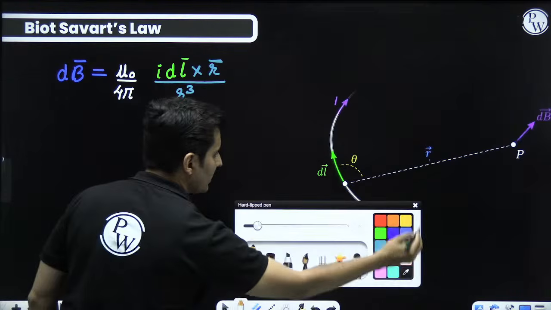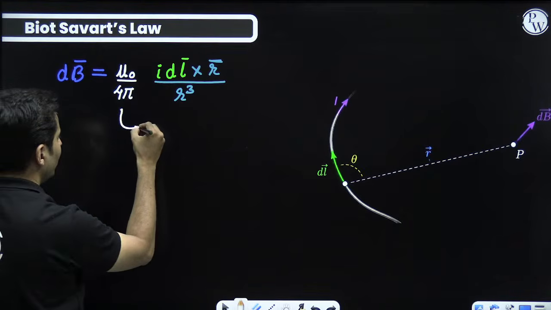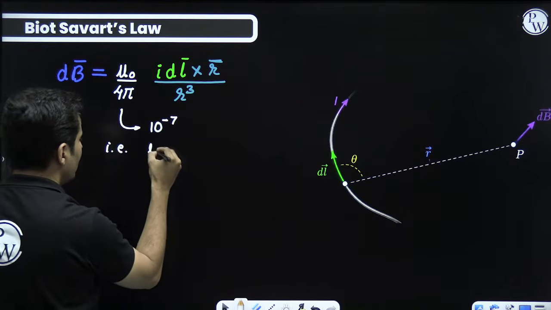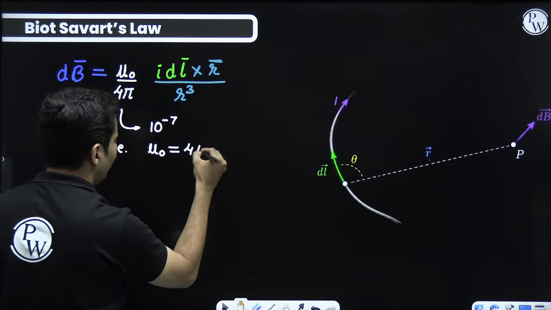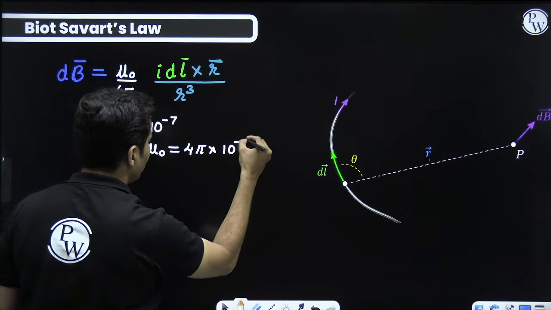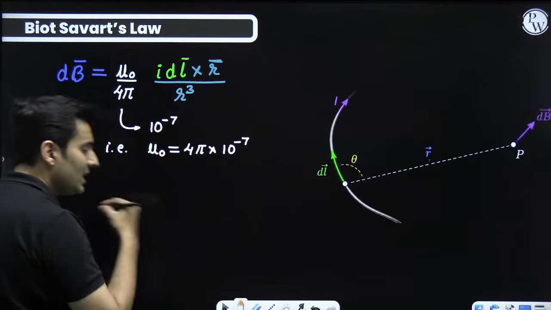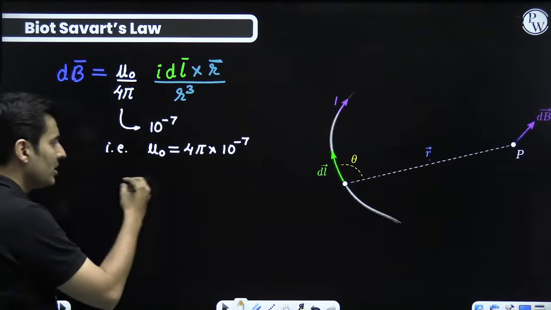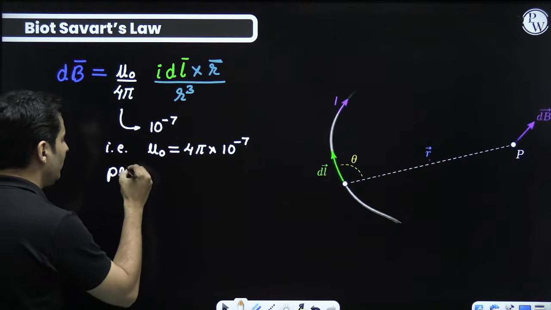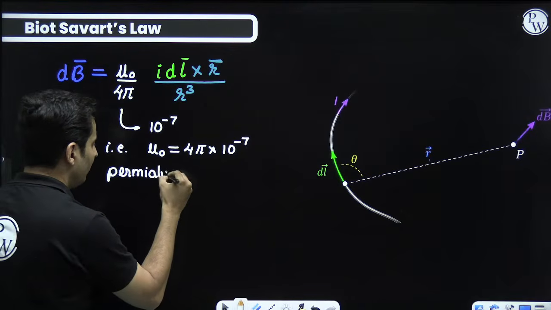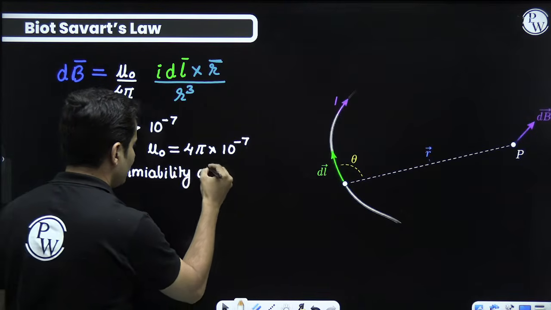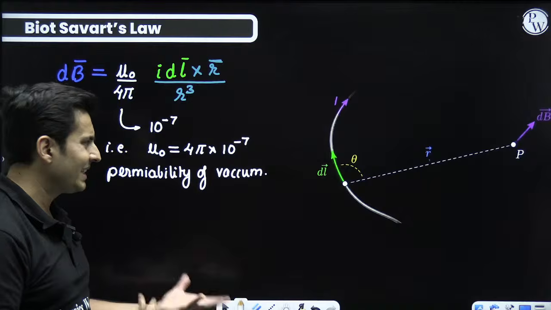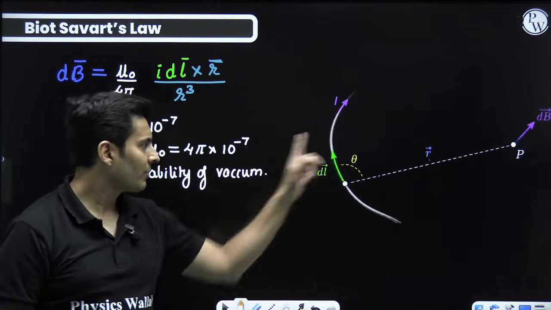This particular constant over here, which is mu naught by 4 pi, has a value of 10 to the power minus 7. That is basically mu naught has a value of 4 pi into 10 to the power minus 7. Now this mu naught, just like epsilon naught, which was permittivity of vacuum, is called the permeability of free space or vacuum. When there is nothing around, literally nothing, then this is the value.